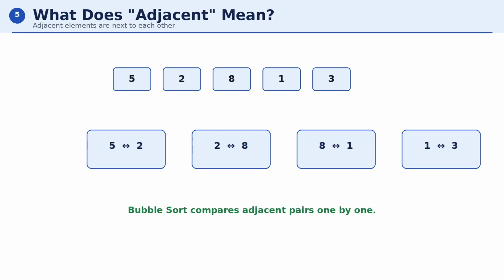There is one word you need to understand before we continue: adjacent. Adjacent simply means elements that are next to each other. In this array, 5, 2, 8, 1, 3, 5 and 2 are adjacent, 2 and 8 are adjacent, 8 and 1 are adjacent, and 1 and 3 are adjacent. Bubble sort looks at these neighboring pairs one at a time, so it doesn't randomly compare any two elements. It follows a specific pattern. First pair, then the next pair, then the next pair, and so on.